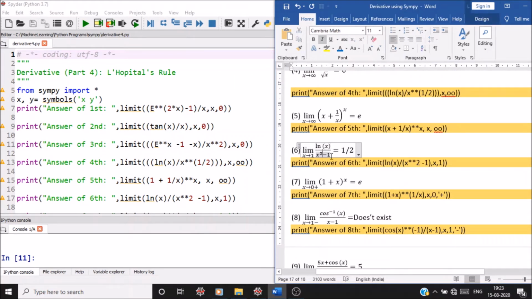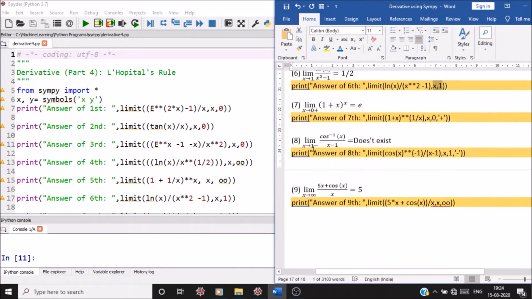And here x tends to 1: ln x by x^2 - 1, it is 1/2. So limit of ln x by x^2 - 1 and x tends to 1. Similarly, limit as x tends to 0 plus of (1 + x)^(1/x) is equal to e. So here we have to implement (1 + x) to the power 1/x, and x tends to 0 plus.